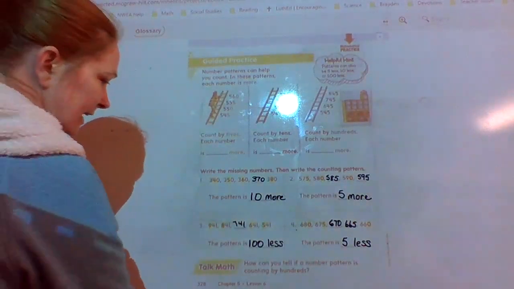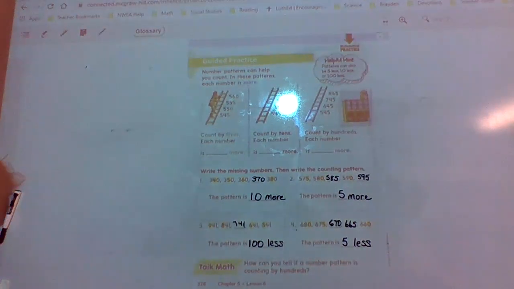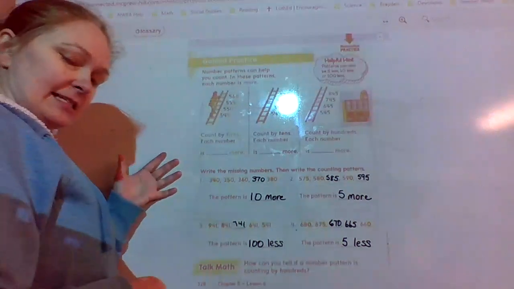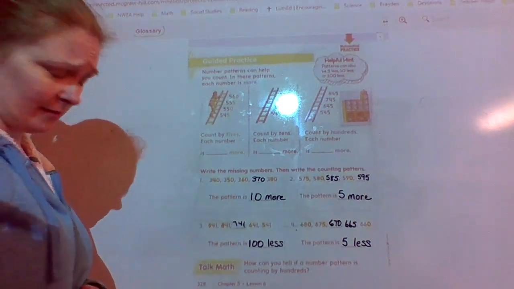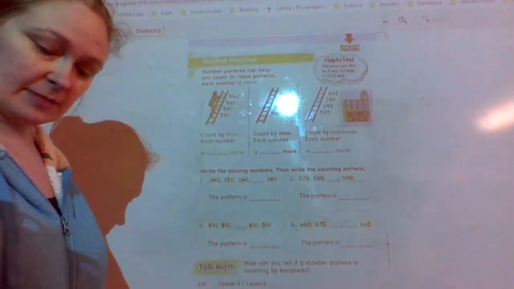So you can always tell a number pattern by looking at the place. Okay? And in this lesson, as I said, we're only counting by fives, tens, and hundreds. So if it's in the ones place, you're counting by fives. All right? Let's go ahead and turn to the next page.